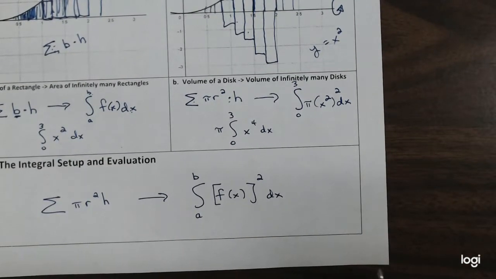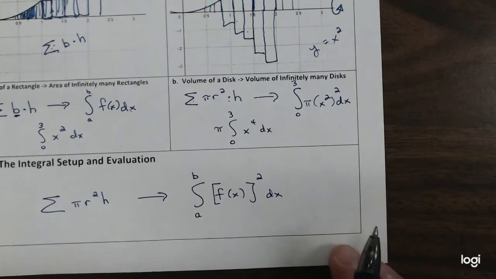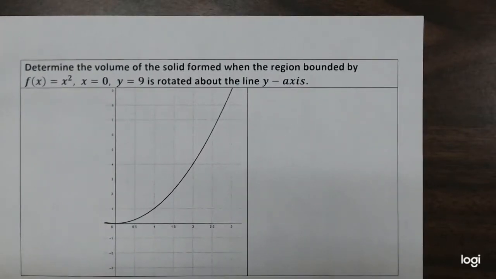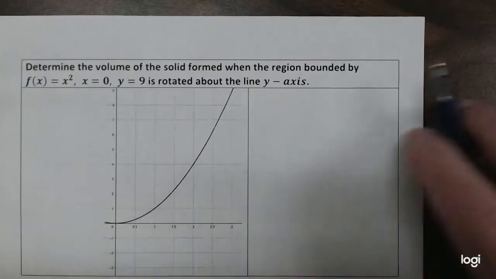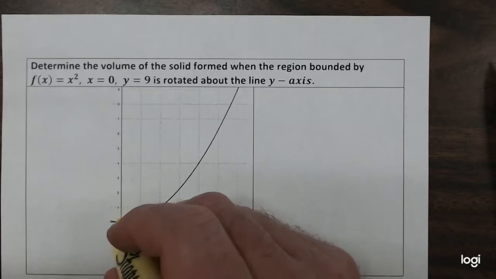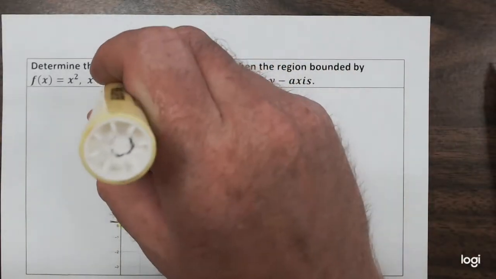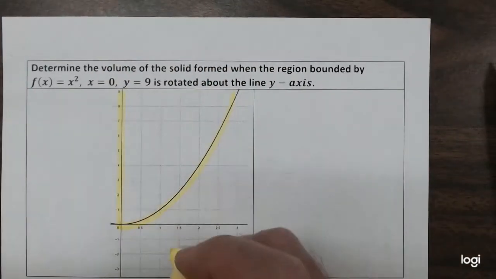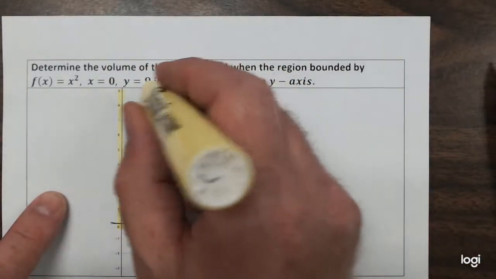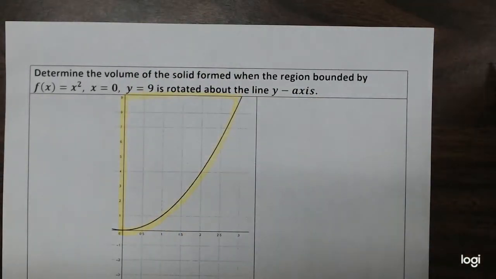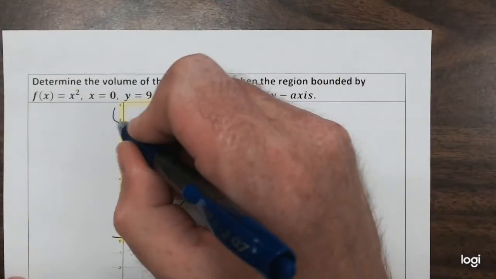Alright, so we're just going to practice one more time, and that'll be the end of part one of this video series. Let's take a look at this one. Determine the volume of the solid formed when the region bounded by the function f of x equals x squared, by x equals 0, that's the vertical line, or the y-axis, and the horizontal line y equals 9. So now we're looking at this bounded region.